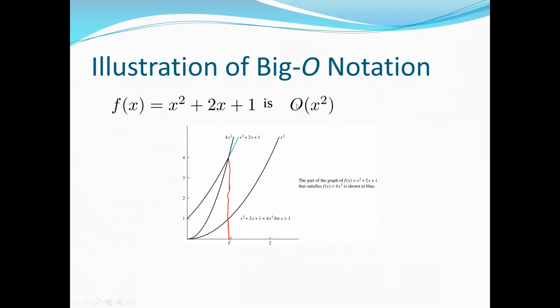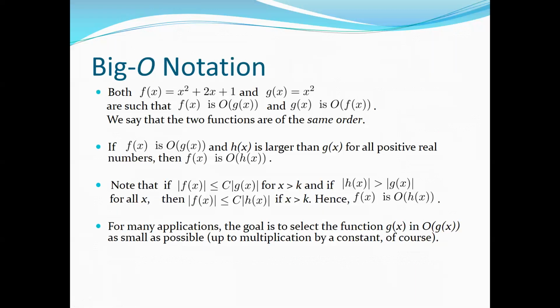That's why we say this is big O of x square. Next, both f(x), that is this one, and g(x), x square, are such that f(x) is O of g(x) and g(x) is O of f(x). I mean, in either way, this is true, right? f(x) is big O of g(x), and g(x) is also big O of f(x).